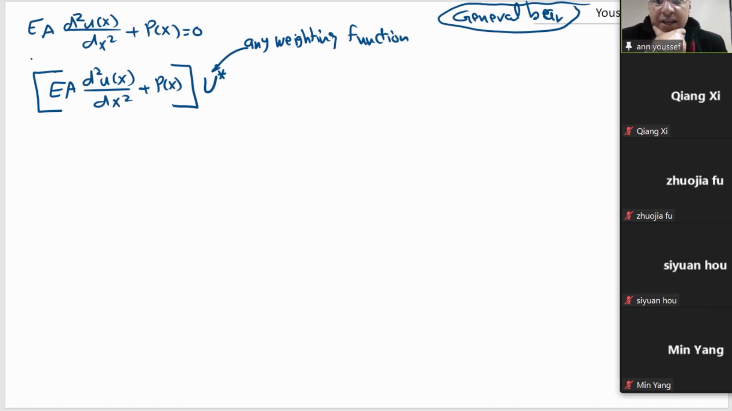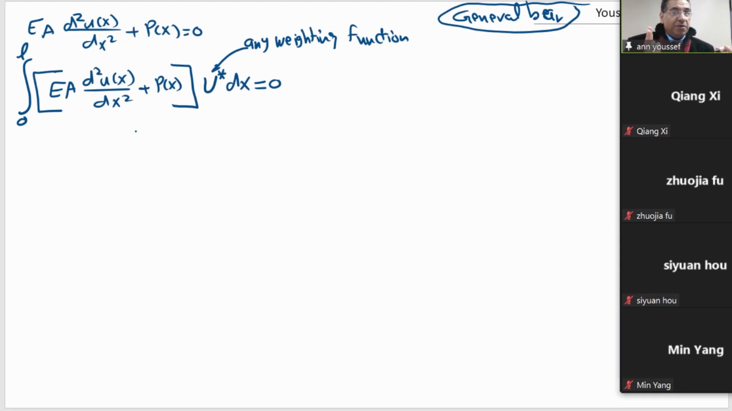And I will integrate all of this over the domain. This is a domain integral because my domain extends from x equal to 0 to x equal to L. The differential equation part itself is equal to 0, so this is equal to 0.